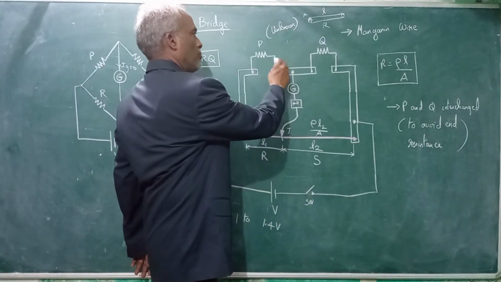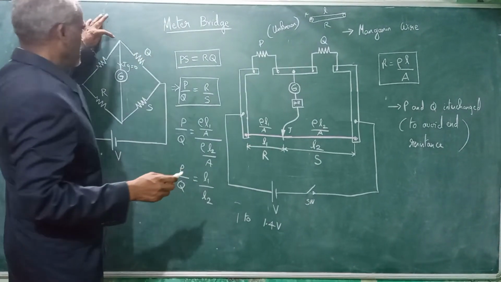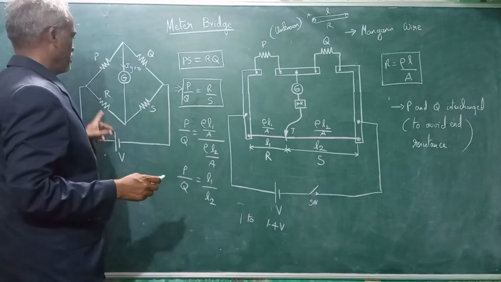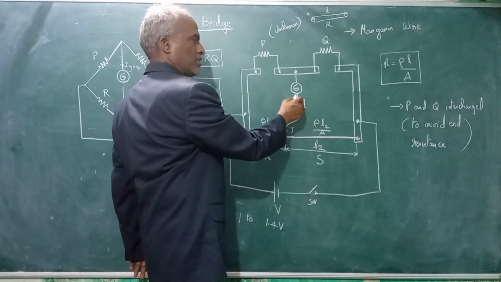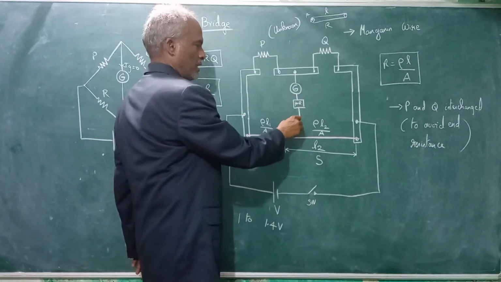Now from this point between P and Q, the junction point of P and Q, you connect a galvanometer between R and S. That means you have a galvanometer, a high resistance to protect the galvanometer, and then the jockey.